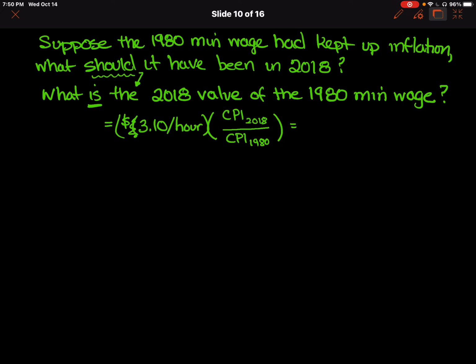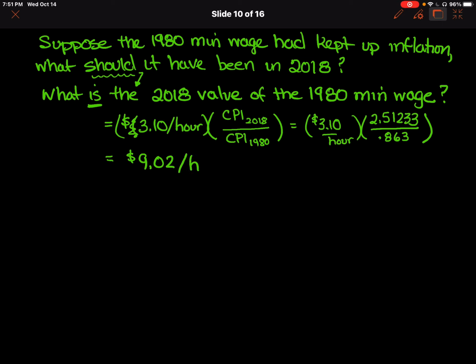So this would be, again, $3.10 per hour times 2.51233 divided by 0.863. And what do we come up with? We come up with $9.02 per hour. So that's only to keep up with inflation.